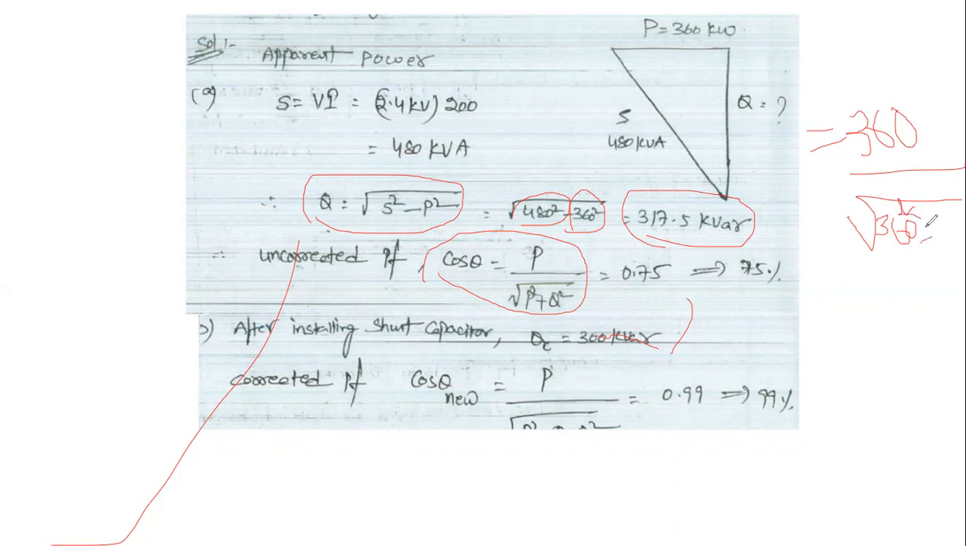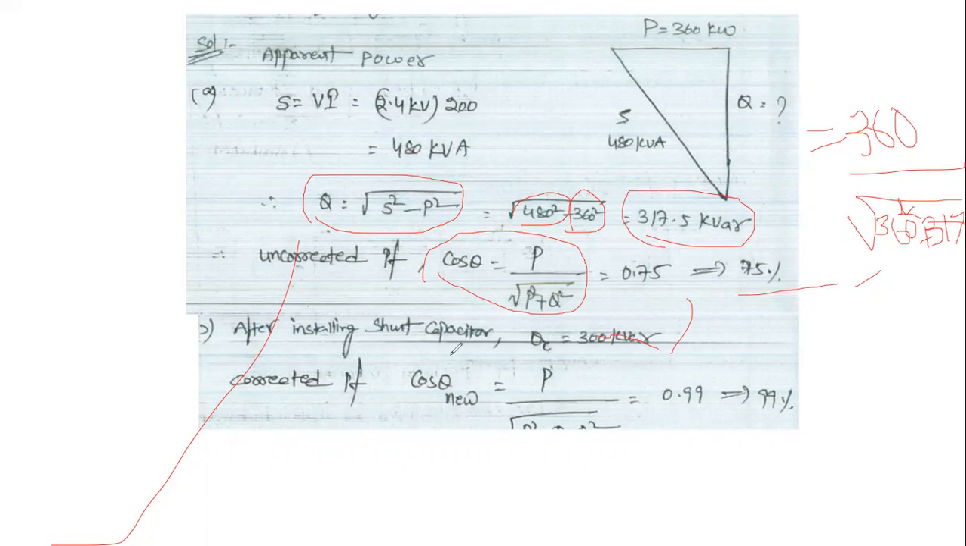360 square plus Q square. What is the Q square value? That is 317.5 kilowatts. Okay, so Q is 317.5 kilowatts. By calculating this value, we obtain cos theta, which will be equal to 75%.